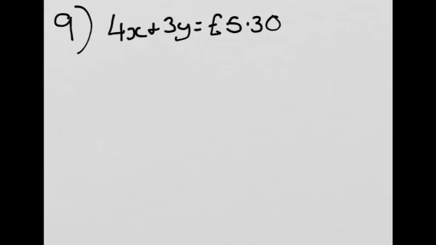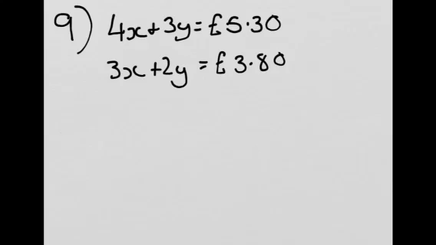In question 9, we're told that 4 apples and 3 bananas cost £5.30, so I'll call that 4x plus 3y is equal to £5.30. Okay, so I'll let x be the apples, y be the bananas. I know that 3 apples and 2 bananas cost £3.80. So I'm looking to find out how much 5 apples and 9 bananas cost. I need to do this by solving the equations.